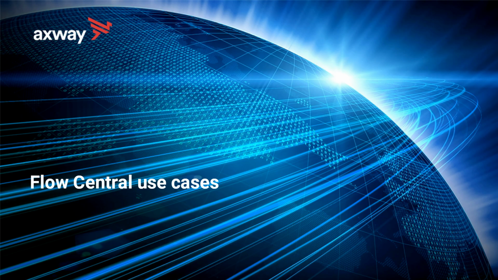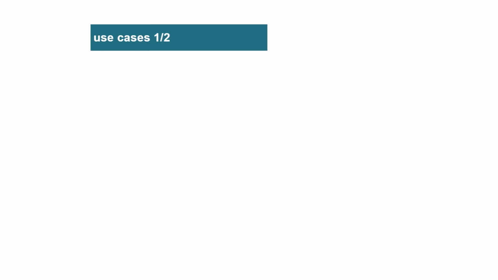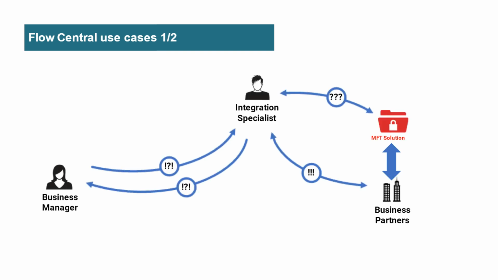Let's take a look at the main use case for Flow Central. Here is a good example of what Flow Central can help you accomplish. Each time a business manager in the company wants to subscribe an external partner to a new business service, he has to reach out to the MFT team to set up and test the data transmission. This process is not very smooth, as the MFT team struggles to collect the right information from their business colleagues, who in turn become frustrated as they perceive the MFT team as a bottleneck.